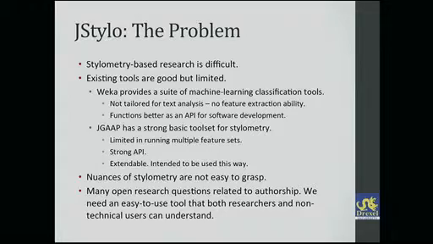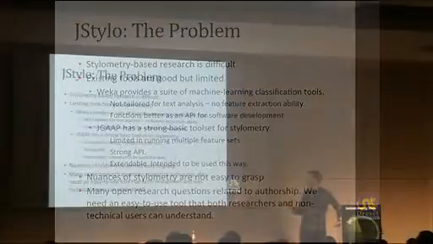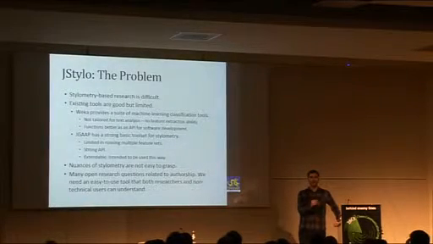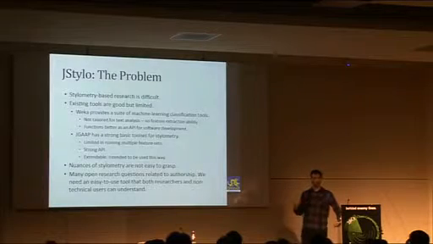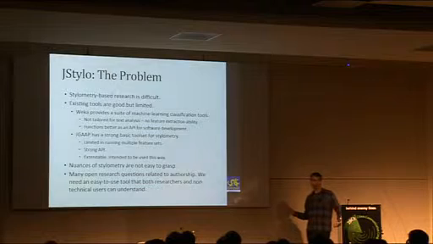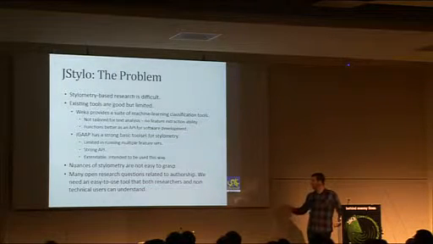And then we have the Java Graphical Authorship Attribution Program, which has a strong basic toolset for stylometry, but is limited in some of its features. Though, again, this has a strong API, and it's meant to be extended and built upon, and that's what we did here. So the nuances of stylometry are not easy to grasp, and there are many open research questions related to authorship.